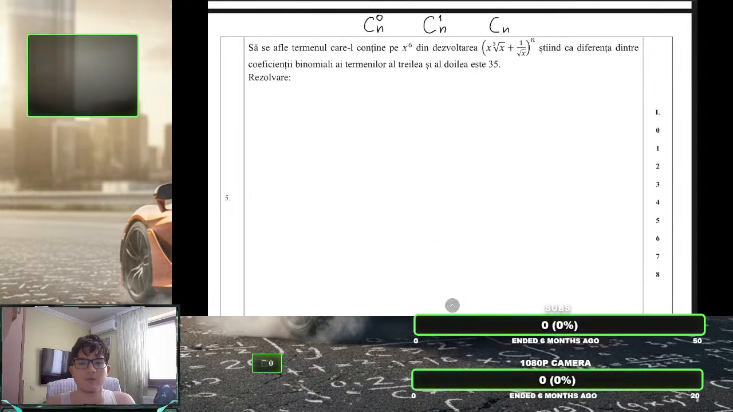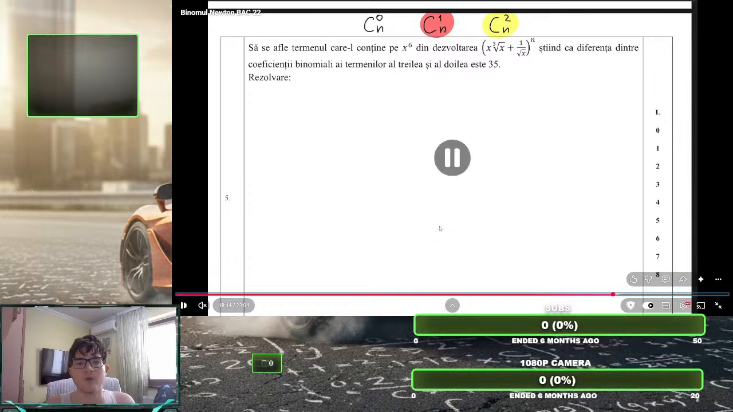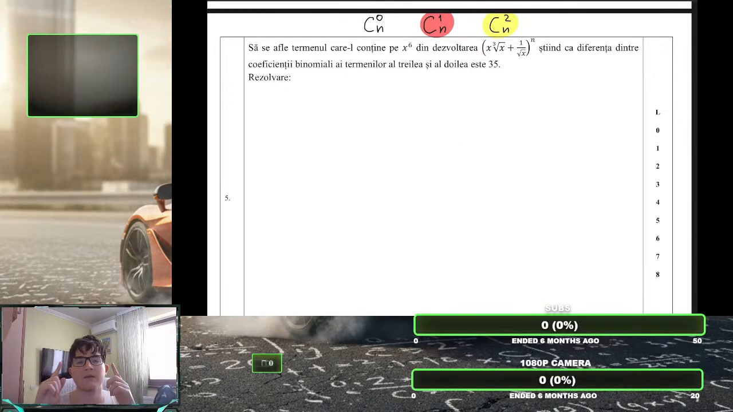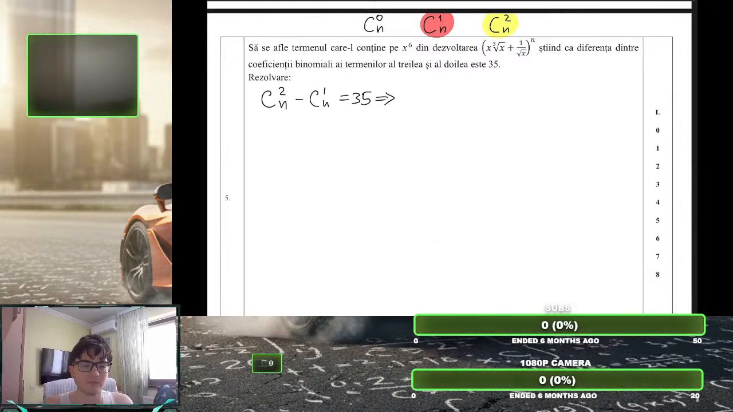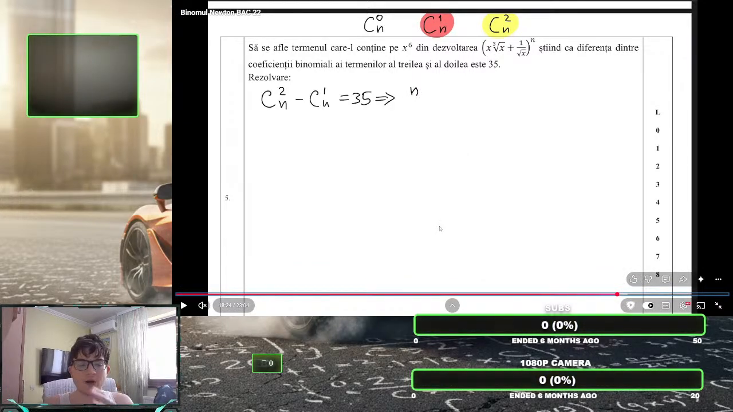Cn0, Cn1, Cn2. Okay, so when you think about it, the formula of C is Cnk, and if it's the third term, the k is essentially 2, because 2 plus 1 for the third term, and the second one is just 1. So we got Cn2 and Cn1. So essentially Cn2 minus Cn1 is 35, right? Yes, I told you I'm a genius. Now use your brain.